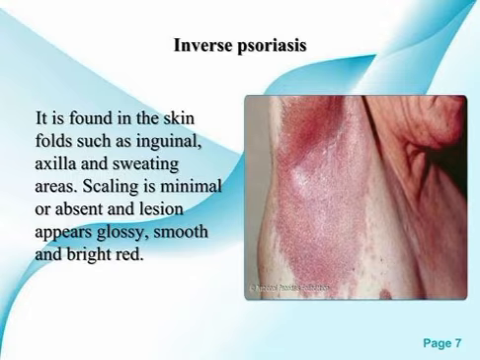In these conditions, there will be only the folds of skin, but there are no scales or inflamed, reddish-brown skin. It is found in the skin folds such as the inguinal, axilla and sweating areas. Mainly in the sweating areas, the skin gets unfolded. So this type of psoriasis is known as inverse psoriasis.